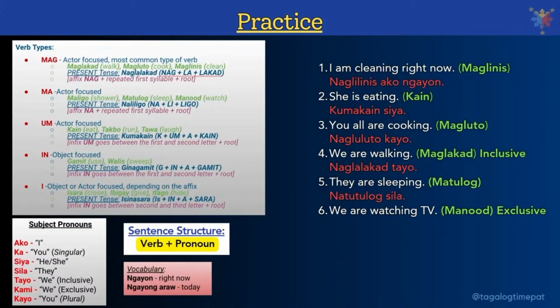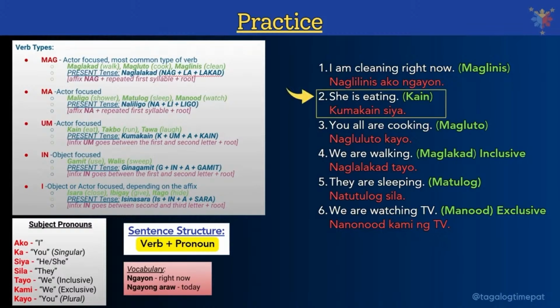Number 5, they are sleeping. Natutulog sila. And lastly, we are watching TV. Exclusive. Nanonood kami ng TV. So not everyone is doing it. It's just me and someone else. Nanonood kami ng TV. So the TV just goes at the end. Nang means some or a thing. We are watching some TV.